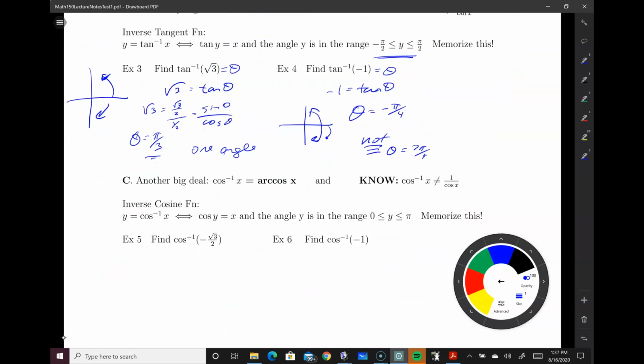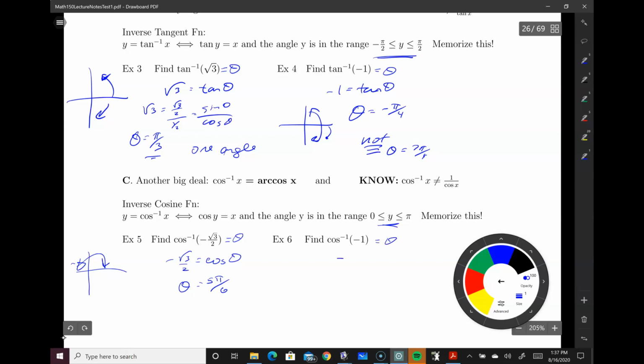So arc cosine, this is one of the easier ones. It is unfortunately the one that comes up the least amount. It's 0 to pi. So if I set this angle equal to theta, negative root 3 over 2 is cosine of theta. So when does that happen? That's going to be theta is back here at 5 pi over 6. I set this equal to theta. When does cosine of theta equal negative 1? That's pi.